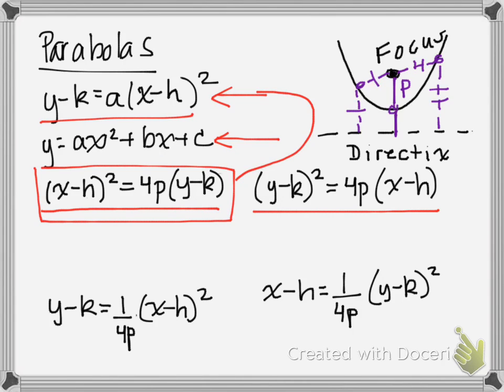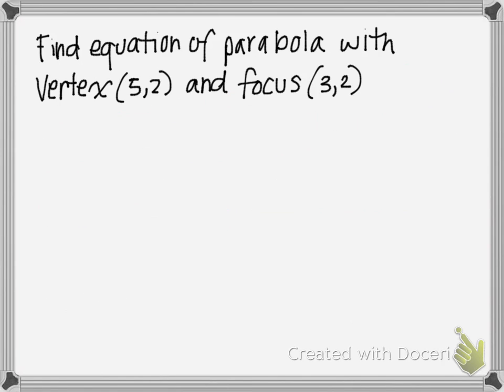p is the distance from the vertex to the focus, which is the same as the distance from the vertex to the directrix. If you need to go back and listen to that again, make a note on it. That's the key understanding when looking at a parabola as a conic section.